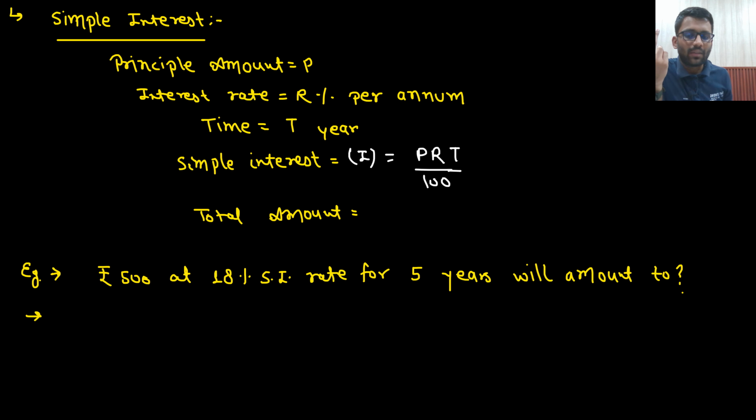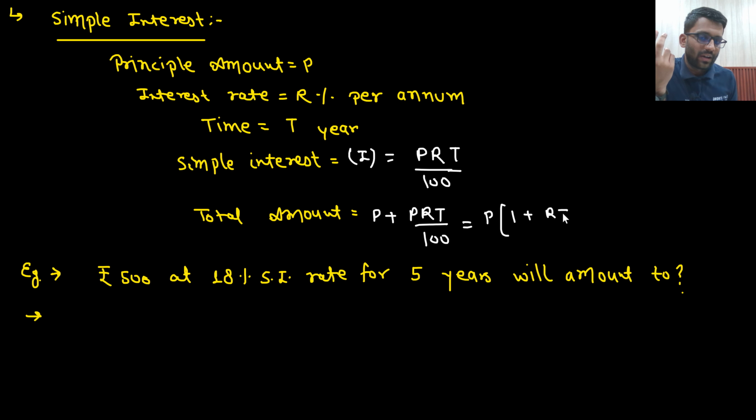So what will be the total amount you will pay? Total amount you will pay is P plus PRT by 100. So P you can take common. These formulas we are not going to remember, right? We are not a kid. So this is the final answer. This is the total amount you will have to pay.